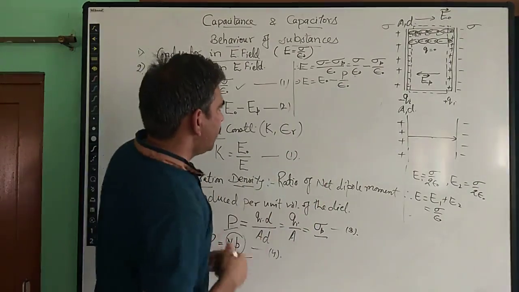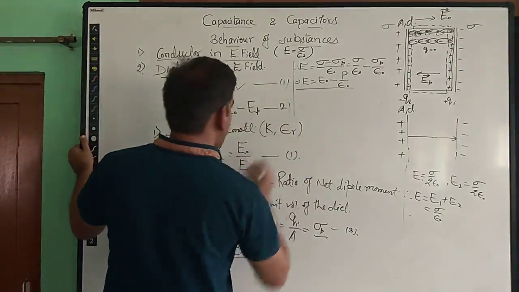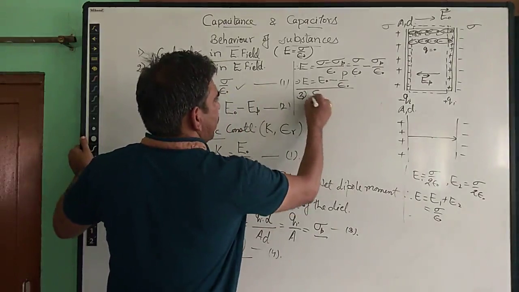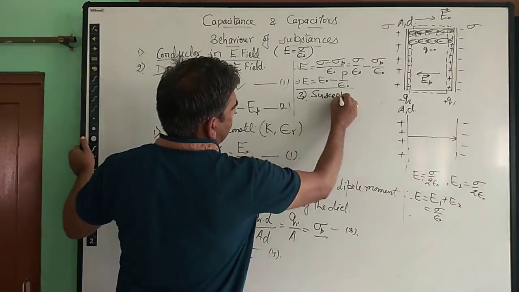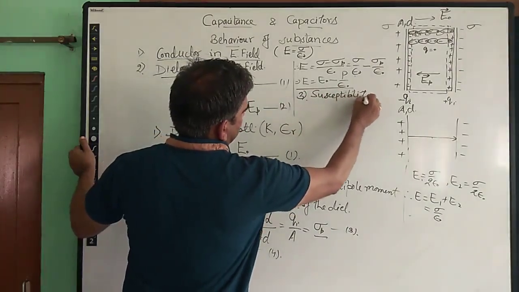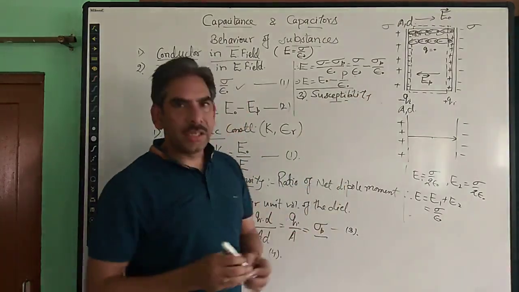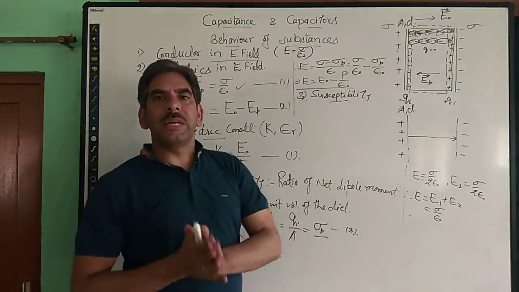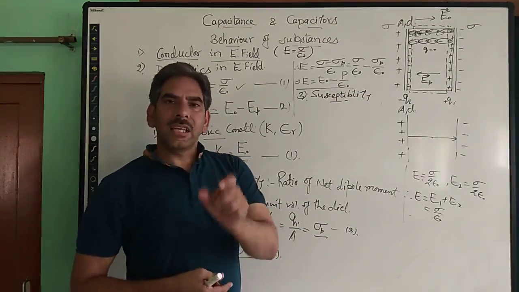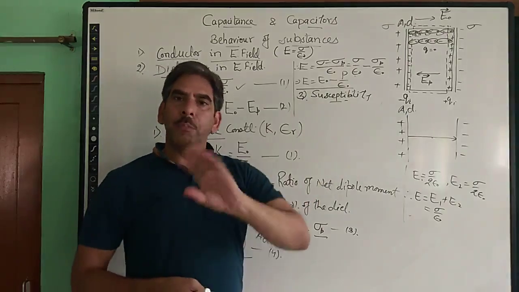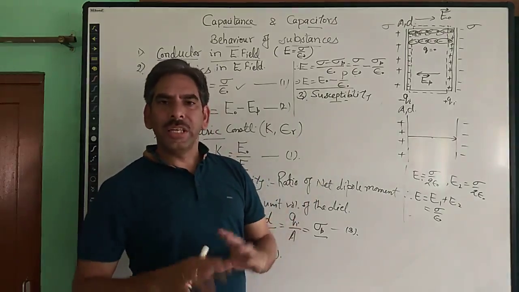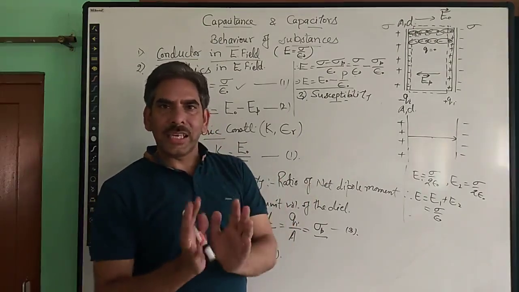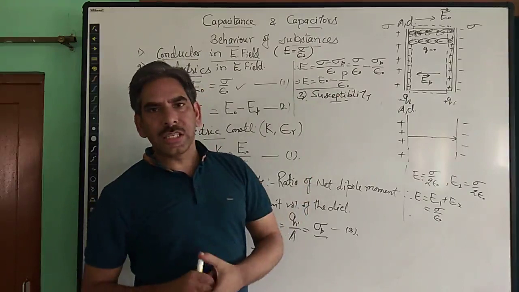The third quantity which we are to discuss here, which is the last quantity we are discussing, is the susceptibility. Susceptibility of a non-polar dielectric is a physical quantity which gives the measurement of how easily a non-polar dielectric can be polarized. So, that degree of easiness is measured by defining the quantity susceptibility.